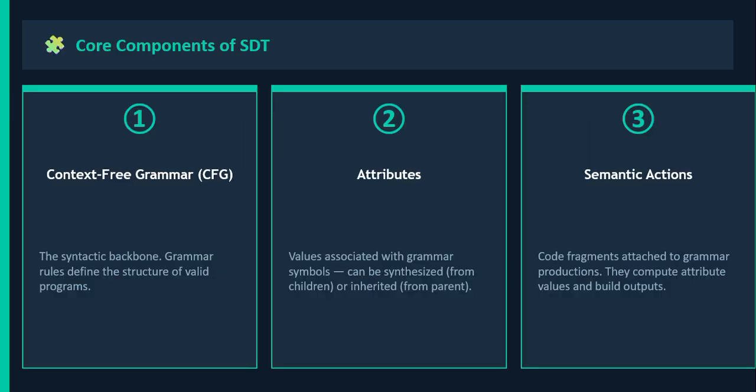SDT has three core components. First, the context-free grammar or CFG. This defines the valid structure of the language. It's the backbone. Second is attributes. These are the values attached to the grammar symbols. They can be synthesized, computed from child nodes, or inherited, passed down from the parent. Third is semantic actions. These are code fragments attached to grammar rules. They compute the attribute values and build the final output.